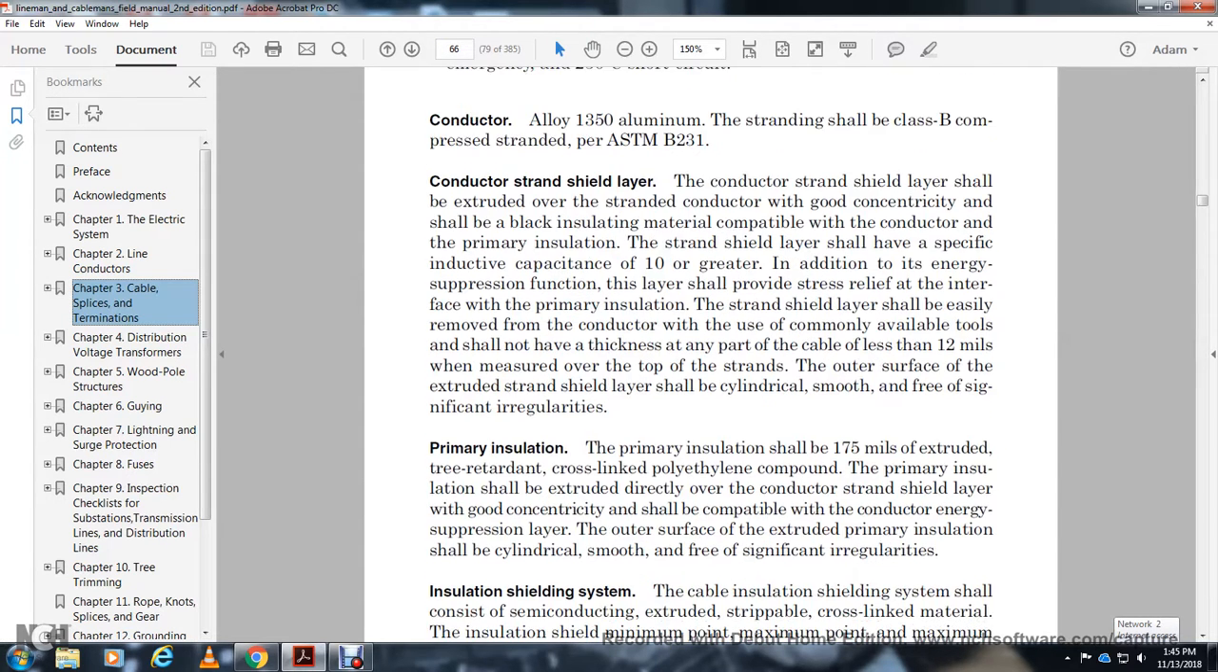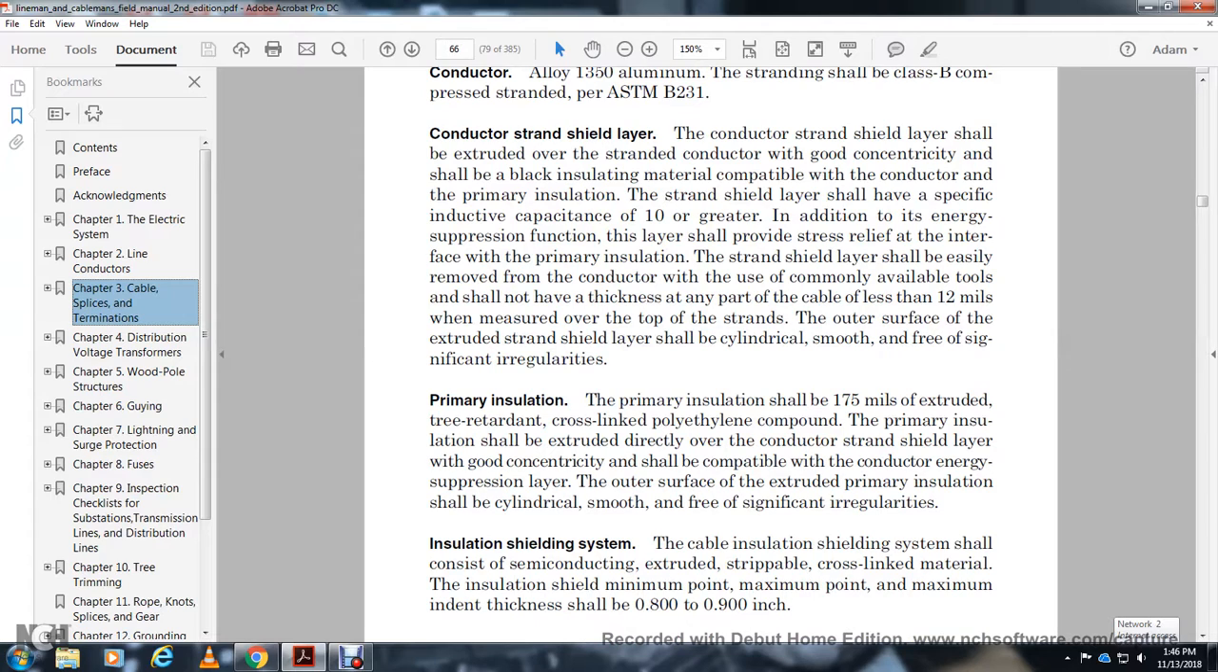Primary insulation. The primary insulation shall be 175 mils, extruded tree retardant cross-linked polyethylene compound. The primary insulation should be extruded directly over the conductor strand shield layer with good concentricity and shall be compatible with the conductor energy suppression layer. The outer surface of the extruded primary insulation shall be cylindrical, smooth, and free of significant irregularities.